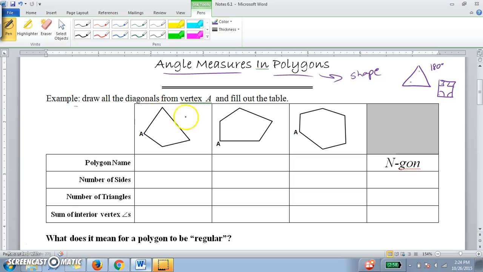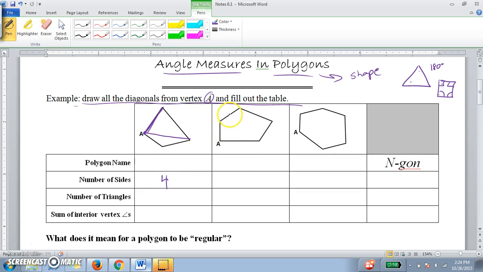So in these diagrams, it says draw all diagonals from vertex A and fill out the table. So diagonals means a line from one corner, so it says from A. So draw all the diagonals in that you can from A without drawing a line exactly from one corner to the other, making a side of the shape. So there would only be one diagonal in this shape right here, which has four sides. We can fill that out.